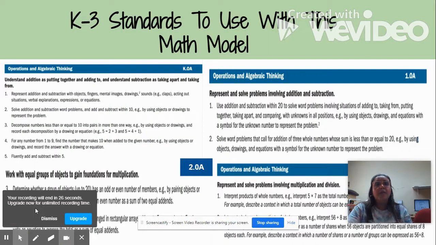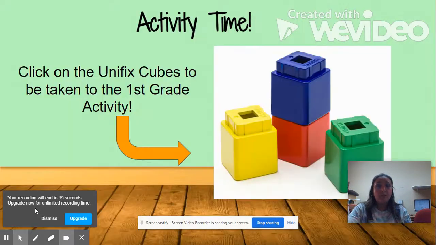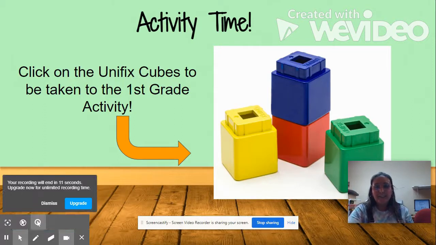Here we have the K through 3 standards, and this is what the math model can be used for with these standards. You do see the activity time coming up, and this is where I'll let my partner Justin take over. Take it away, Justin.